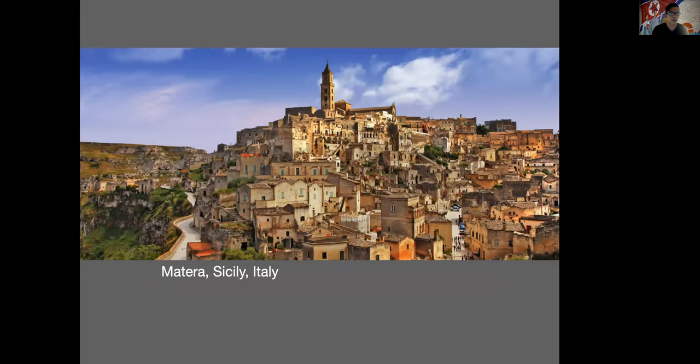Now, this is the city of Matera in Sicily, Italy. Sicily is an island at the very southern end of the Italian peninsula. In fact, the Italian peninsula is often shaped, people call it like a boot. And Sicily in this case would be at the bottom of the boot. You might say it's like a soccer ball being kicked by a soccer player's boot.